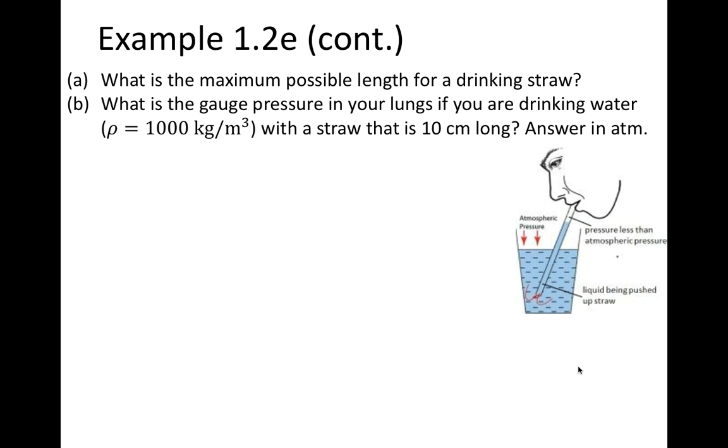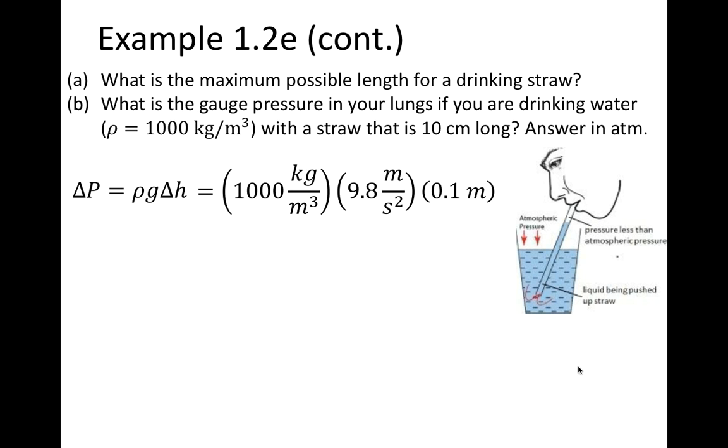Part B is really just a plug and chug problem. If you substitute the values for density of water, gravitational acceleration, and the height of the drinking straw converted into meters, then you can calculate that the pressure difference between the atmosphere and the inside of your mouth is 980 pascals. I wrote this number as a negative value because this is an underpressure, 980 pascals less than atmospheric pressure.